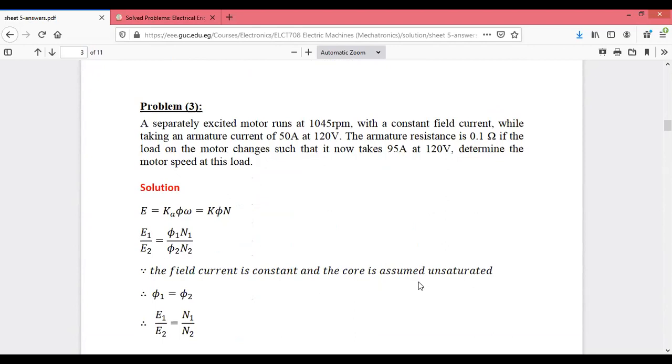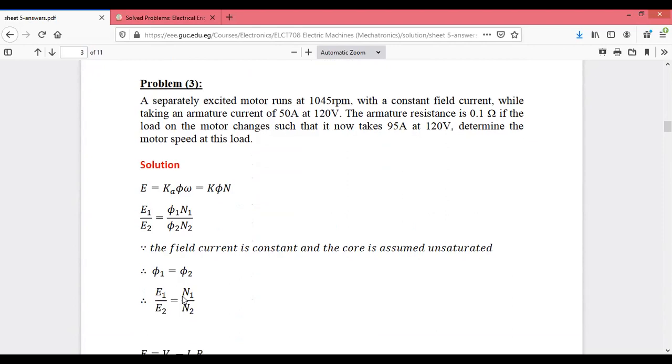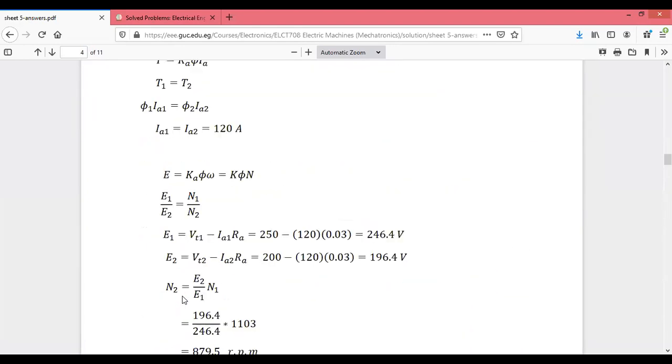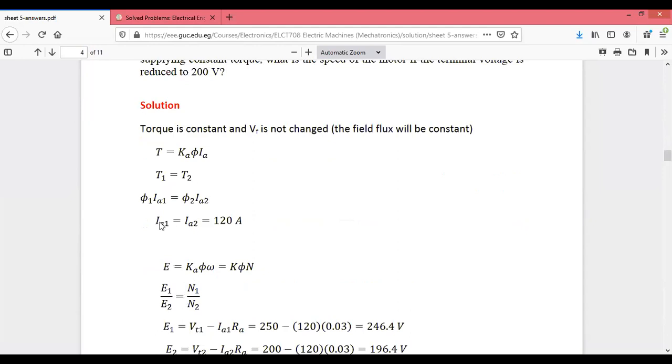What we are saying here is, if our core is assumed to be unsaturated and the field current is constant for the self-excited motor, at that time you can consider phi 1 equal to phi 2. So from the torque equation, IA1 equal to IA2 you will get here, because you are considering that the core is not saturating and the fluxes will remain constant. IA1 value they gave as 120 ampere, so we can take IA2 also as 120 ampere.